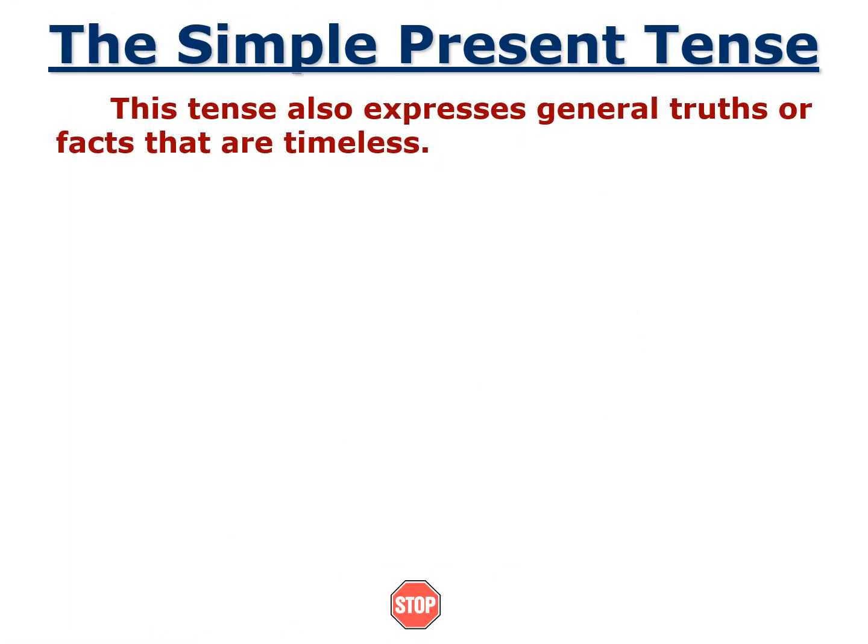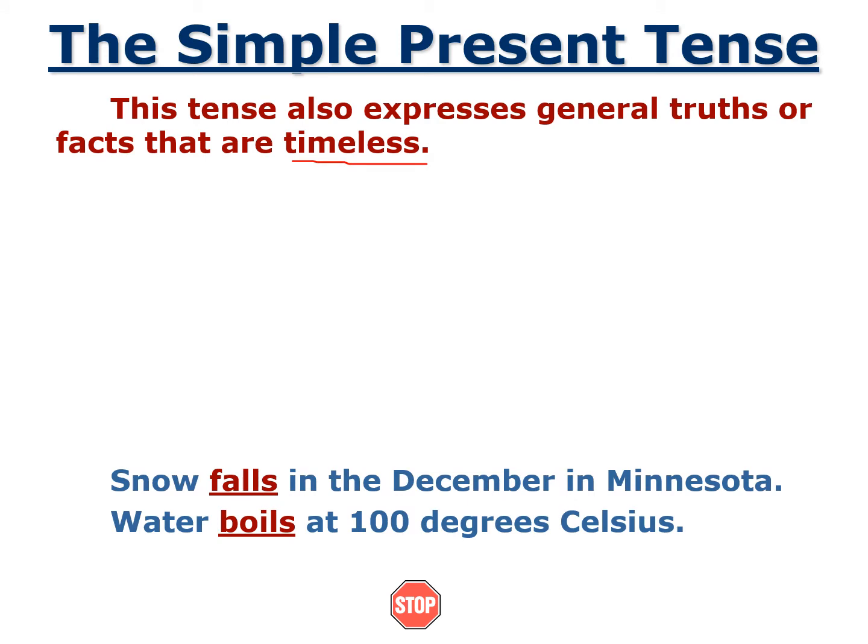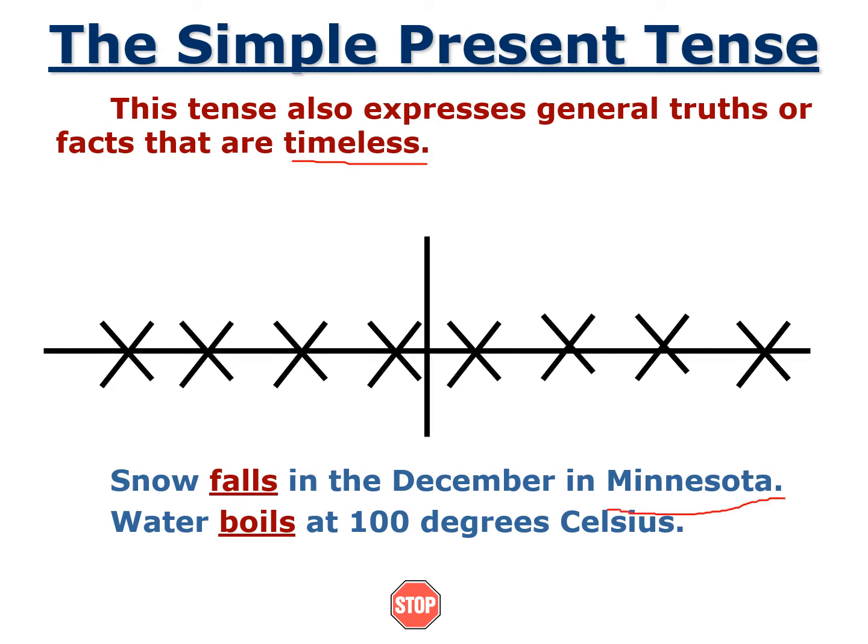Next, the tense also expresses general truths or facts that are timeless, that they don't have time. For example, snow falls in December in Minnesota. This is a state in the United States. So it falls in December. It's timeless. It doesn't change in time. Water boils at 100 degrees Celsius, which is a fact. It is a fact that if you heat water to 100 degrees Celsius, it boils. So this is the simple present tense.